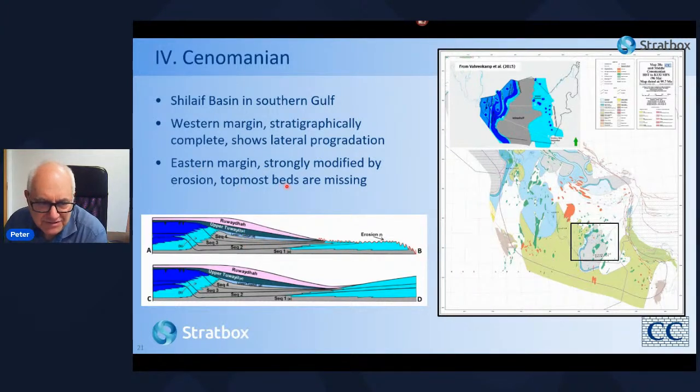But the eastern margin of the Shilaif Basin is very strongly modified by erosion, and the erosion is expressed by the white area on the map. And the topmost beds are missing. We can just see the bottom set beds of the clinoforms at that margin of the basin.